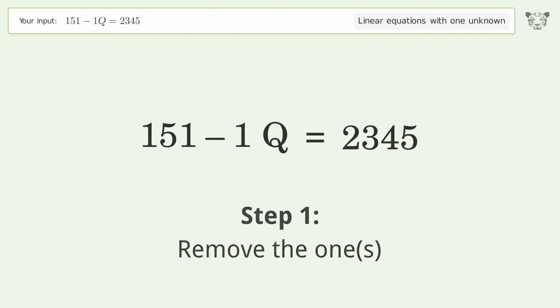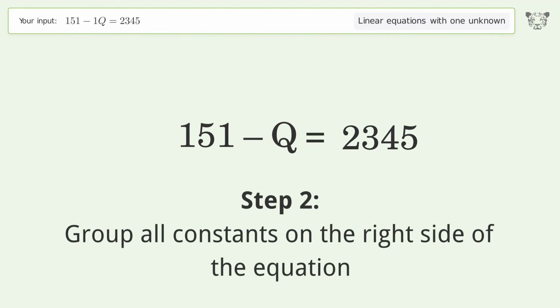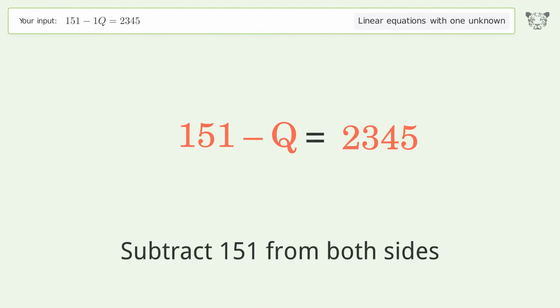Remove the ones. The way a variable's sign changes when it is multiplied by -1, its absolute value does not. Therefore, we can eliminate the 1. Group all constants on the right side of the equation. Subtract 151 from both sides.